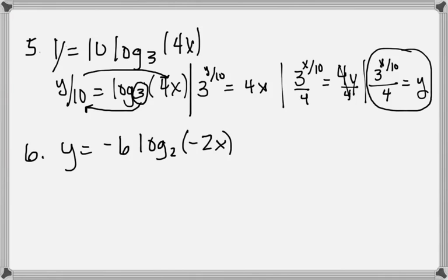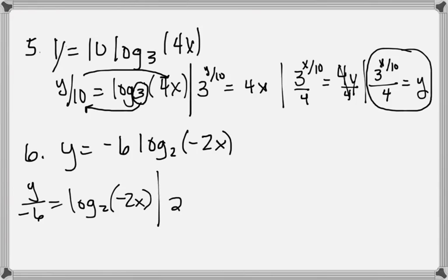Okay, number 6 is going to work a lot the same way. It's going to have one little extra step at the end because I'm going to have a negative exponent. I need to get rid of that negative part. So let's work through this one. We're going to say y divided by negative 6 equals log base 2 of negative 2x. We change that to exponential. It'll be 2 raised to the y over negative 6 equals negative 2x. Right here you can see I've got my negative exponent, and I've got a negative inside that, so I'm going to have to get rid of that somehow.